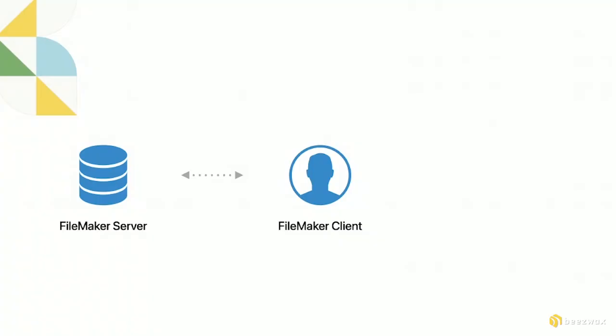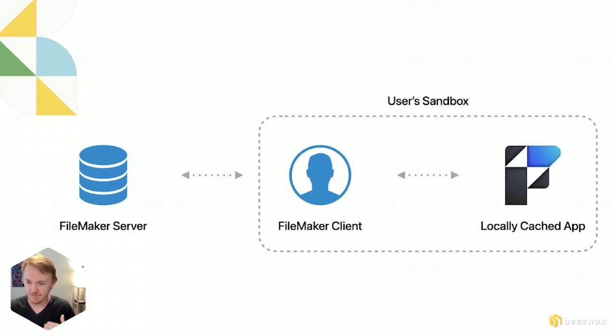The typical paradigm is that anytime a user is interacting with data, with maybe the exception of global fields, that is happening over the network between the FileMaker client and FileMaker server. What the local file technique allows you to do is to have the user alternatively interact with locally cached data in a separate kind of little baby FileMaker file.